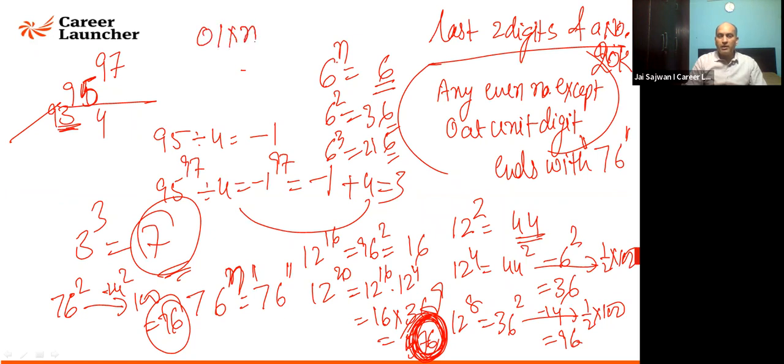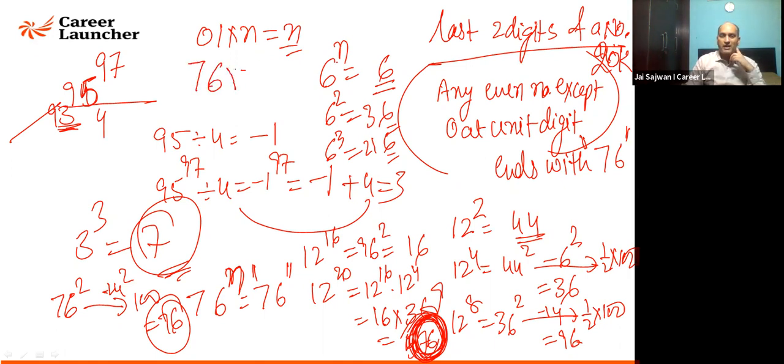0, 1 into any number is the same number. You all know 0, 1 is 1. 1 multiplied with any number gives you the same number. But there's a catch here. 76 multiplied with any even number may not give you the same even number.